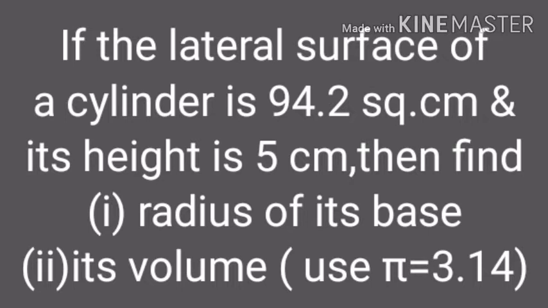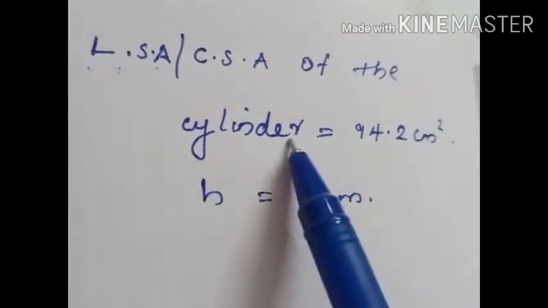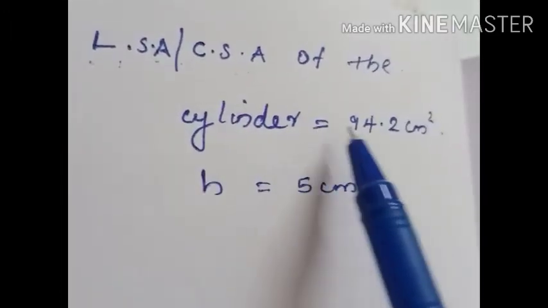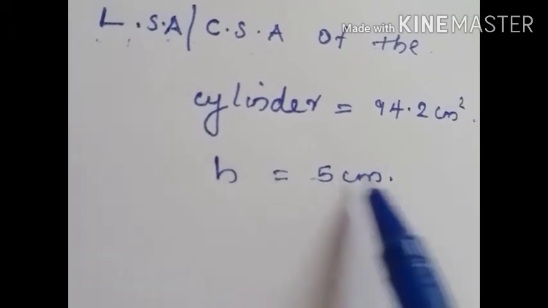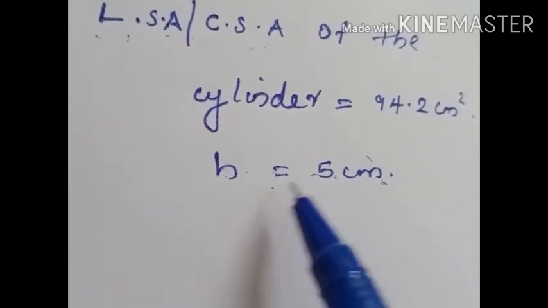Use pi equal 3.14. Here in this question it is given that LSA of the cylinder as 94.2 centimeter square and height h is given as 5 centimeter and we have to find its radius and its volume. According to the question it is given that LSA of the cylinder. But in the case of cylinder, LSA is same as curved surface area CSA. So here it is given as 94.2 centimeter square. And height of the cylinder is given as 5 centimeter. So here we have to find the radius of the base first.